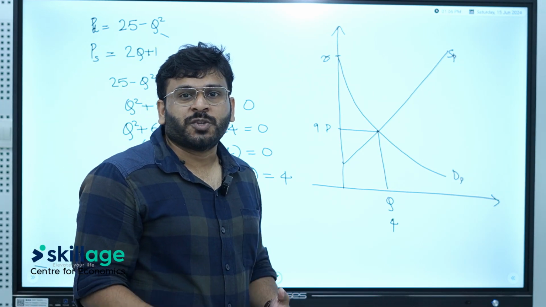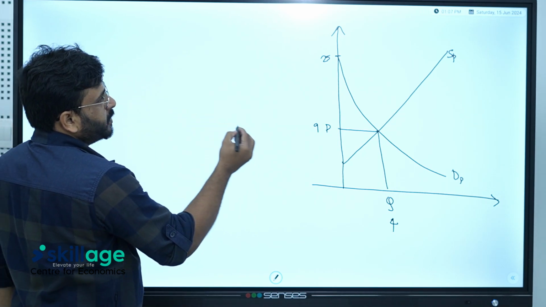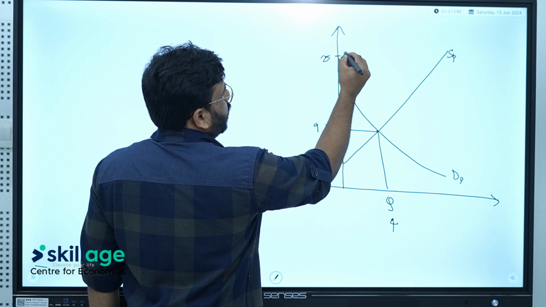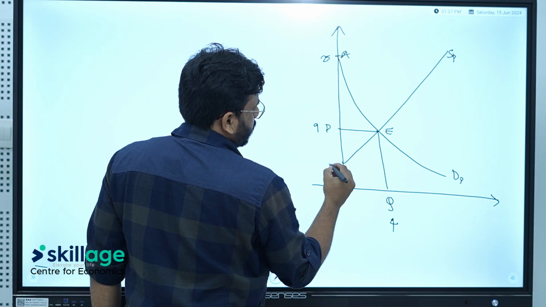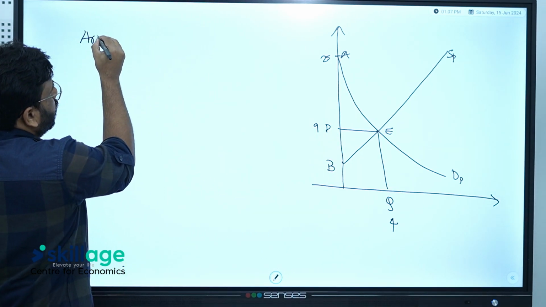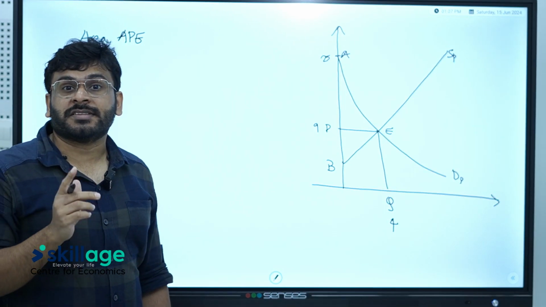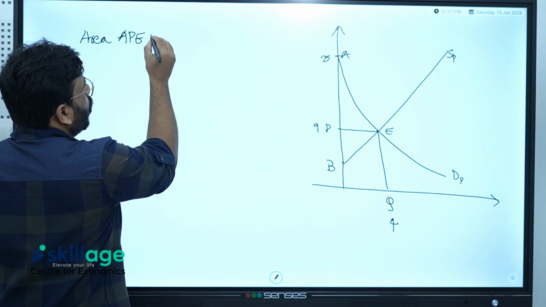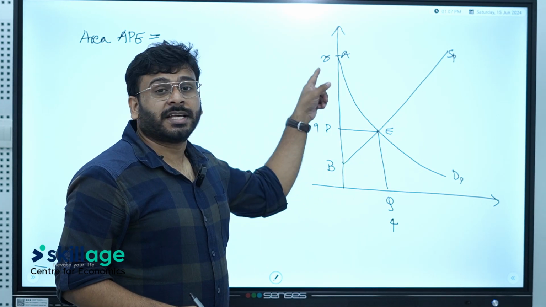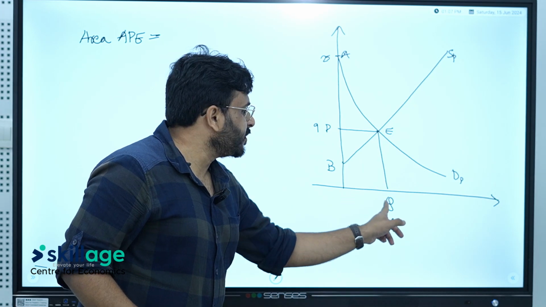Now let's find the consumer surplus and the producer surplus. Your consumer surplus is this area. Let's call this A, let's call this E, let's call this P. So the area APE is your consumer surplus. Now how do you find this? All you have to do is, you already know the area under this curve is the integration of this curve from 0 to Q.